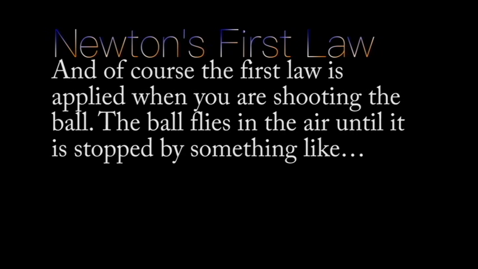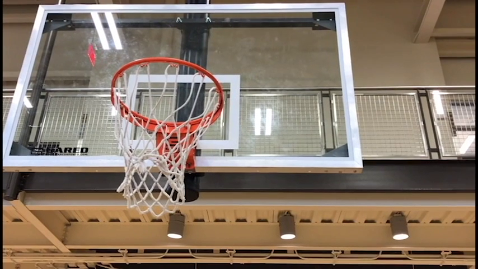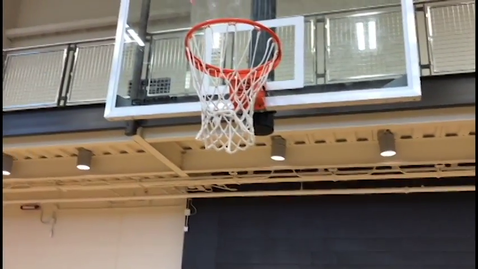In basketball, the most important thing is knowing how to shoot properly and using the laws of physics to do so. When you shoot the ball, it flies in the air until it either hits the backboard, rim, airballs and hits the floor, or if you're like me, nothing but net.